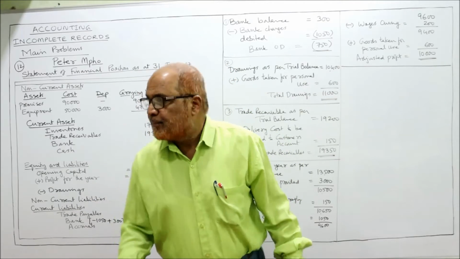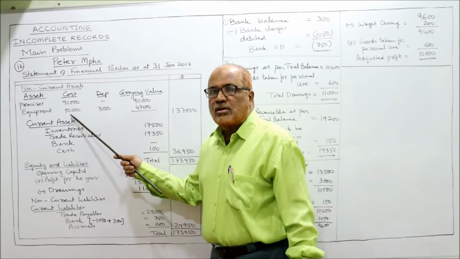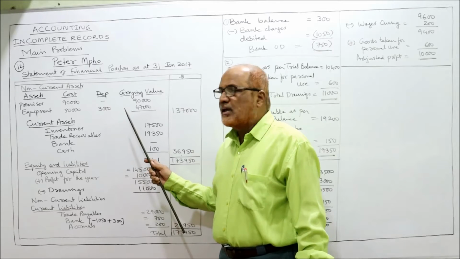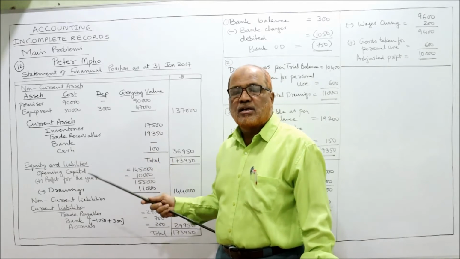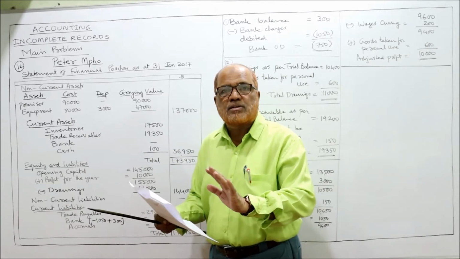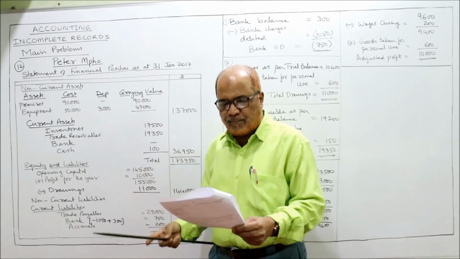So you can see here equipment is there. Cost of the equipment was 50,000. Depreciation 3,000. And the revalued at the end of the year the value is 47,000. Right? There is no depreciation on premises. Nothing is given in adjustment. So whatever premises value is there, the same premises value carrying there.